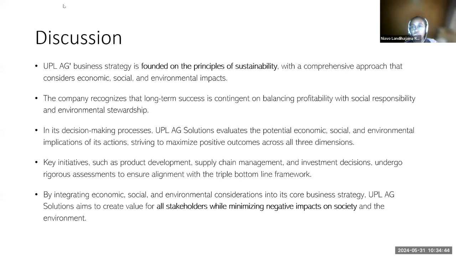We have seen that the profit of the company has increased over the 5 years. In its decision-making processes, UPLHG evaluates potential economic, social, and environmental implications of its actions, and also strives to maximize positive outcomes for all three dimensions. We can see that because all three bottom lines are implemented. Key initiatives also, such as product development, supply chain management, and investment decisions, undergo rigorous assessment to ensure alignment with the triple bottom line framework.